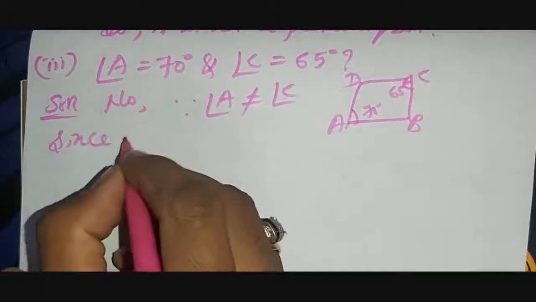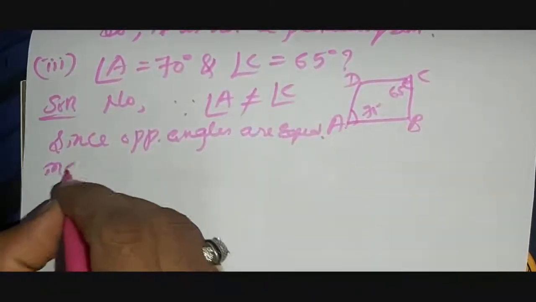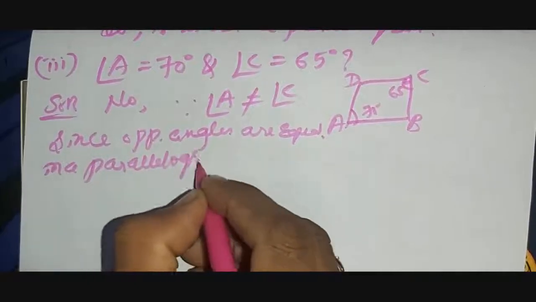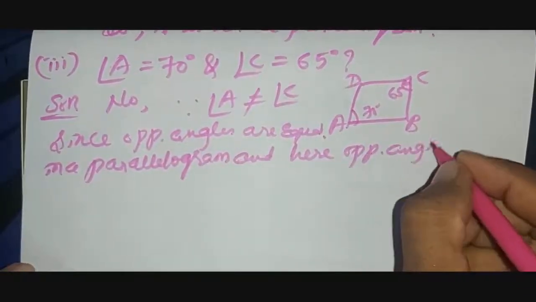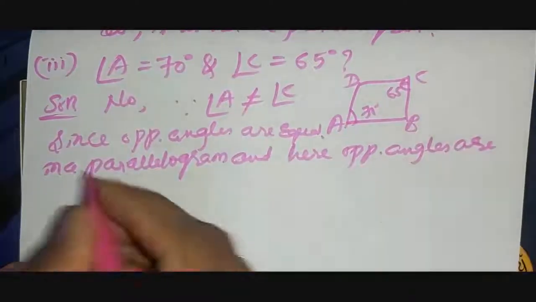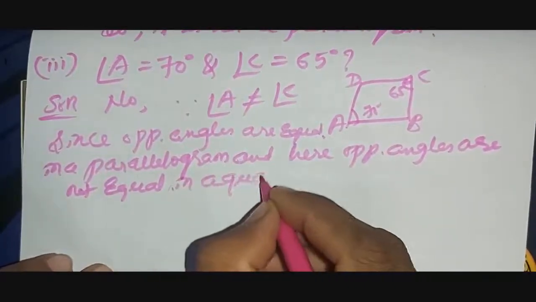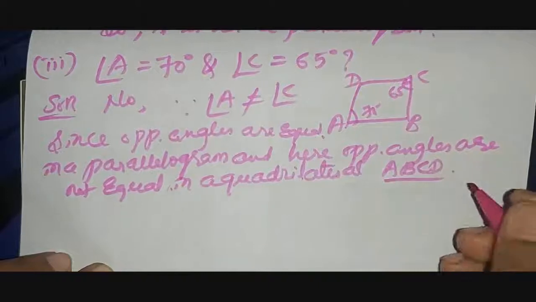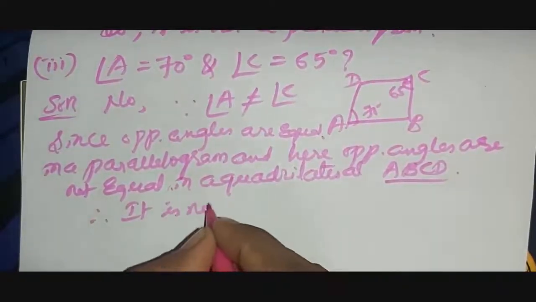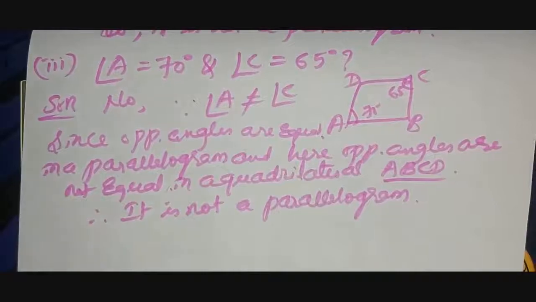Since opposite angles are equal in a parallelogram, and here opposite angles are not equal in the quadrilateral ABCD, therefore it is not a parallelogram. Okay, this is the right answer.